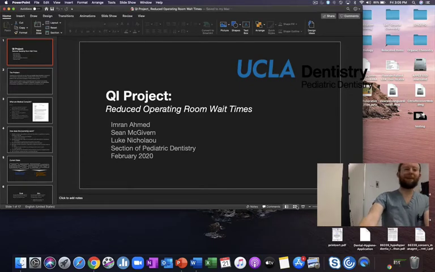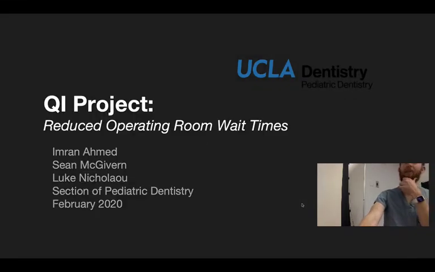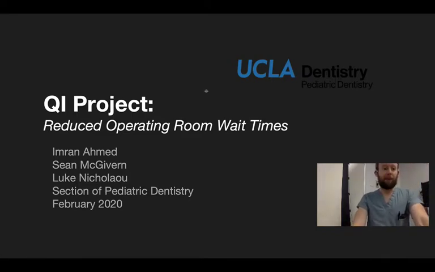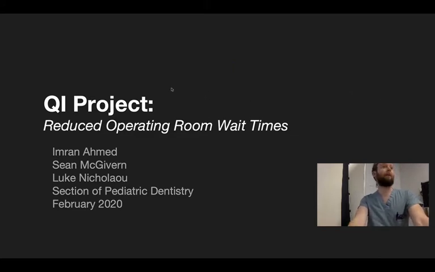Great. Welcome to our QI project. So we're focusing on reduced operating room wait times. We define the problem as this issue we perceive as being that operating room wait times are historically greater than 6 months. Typically, that's what we tell people when we're booking these appointments out.